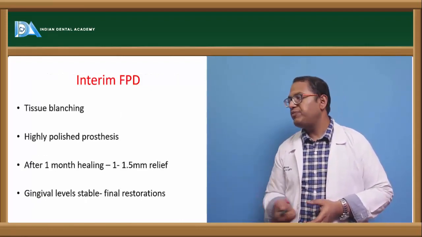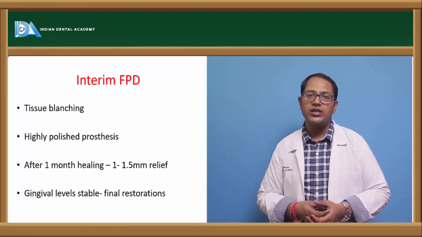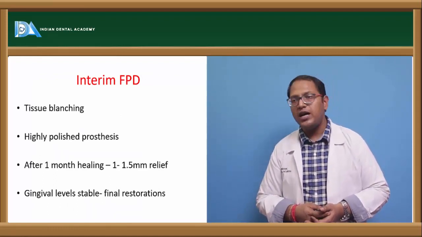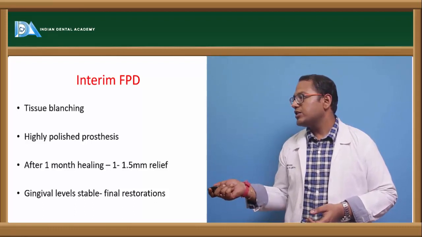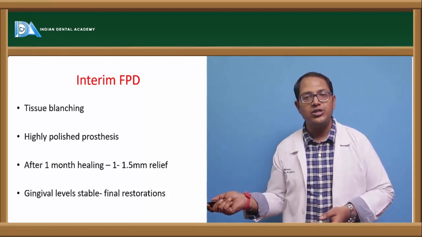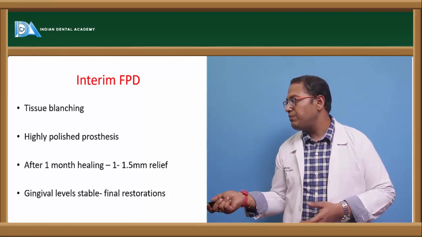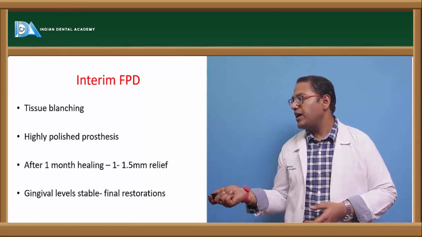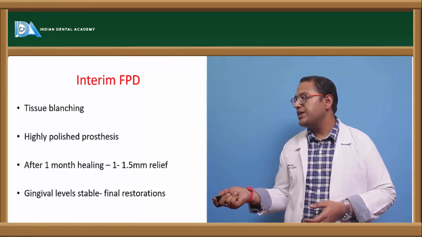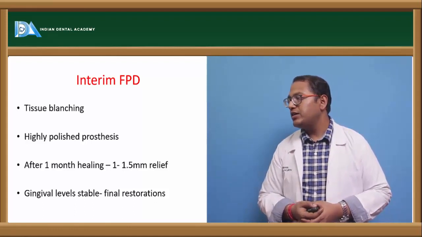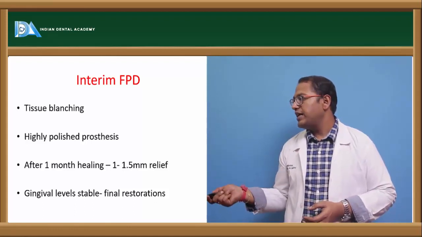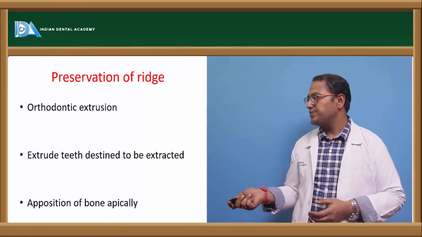So what is an interim FPD, an interim fixed partial denture? The interim fixed partial denture is used to find out if there is any tissue blanching. It is a high polished prosthesis, and after 1 month we are going to replace it. 1 to 1.5 mm relief is given, and gingival levels are stable in the final restorations.